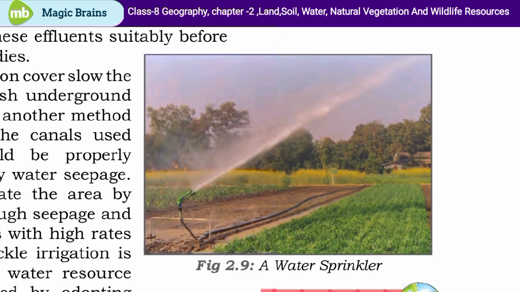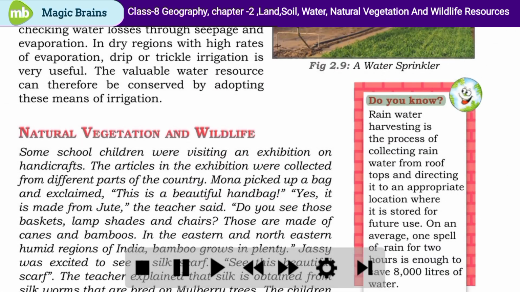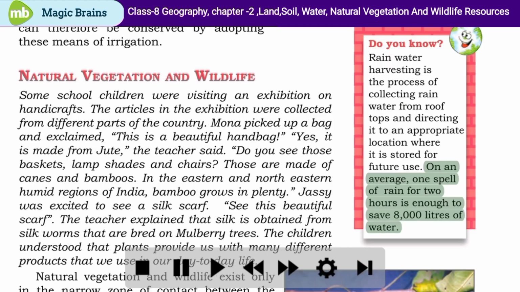At the top on the right, there is a figure 2.9 which shows a water sprinkler. Just after the figure 2.9, there is a red box which reads, "Do you know? Rainwater harvesting is the process of collecting rain water from rooftops and directing it to an appropriate location where it is stored for future use. On an average, one spell of rain for 2 hours is enough to save 8,000 liters of water."